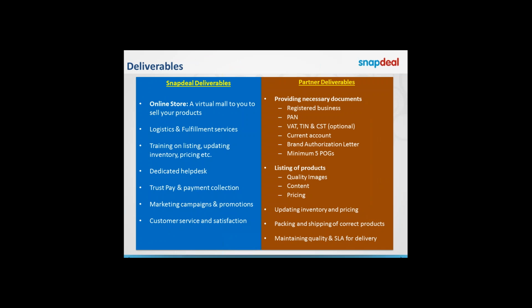Now, as per Snapdeal, what is it that we provide as services to our sellers? In the first place, we provide them with a virtual mall. Their products are listed and people get to look at them. Logistics and fulfillment services. So we have tied up with a lot of courier partners. We would go to the seller's place, pick up the product at a specific time, and then take it forward from there to drop it to the buyer. Training on listing, updating inventory, and pricing, etc.